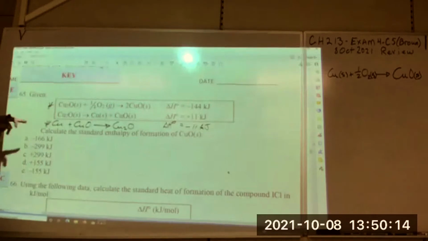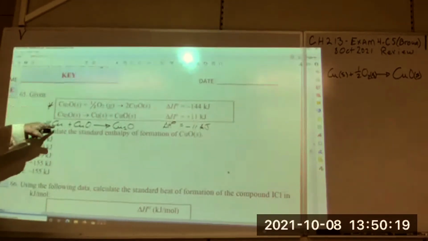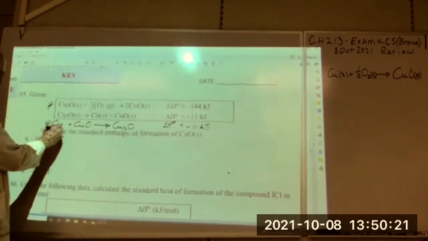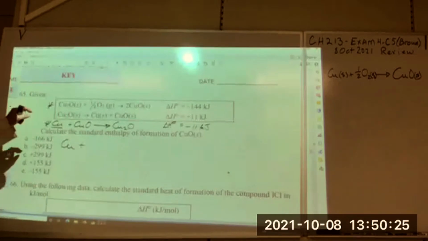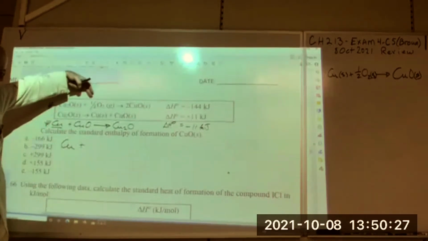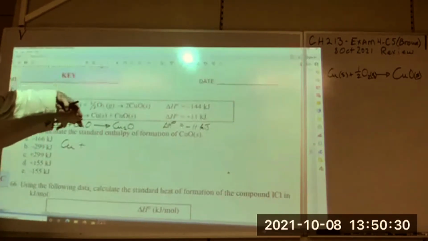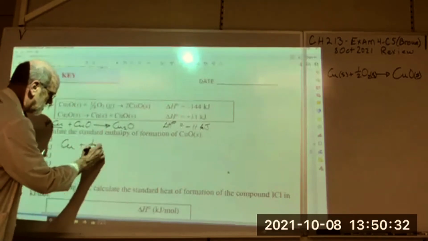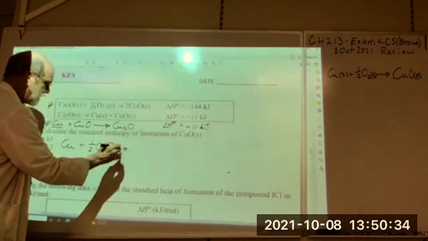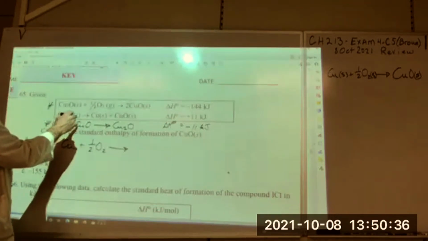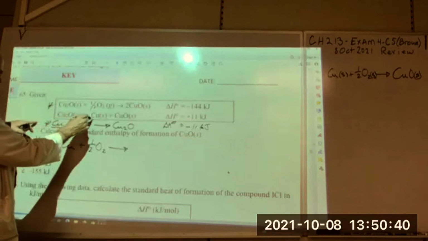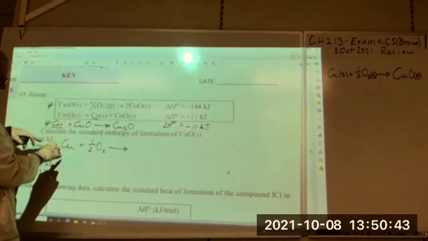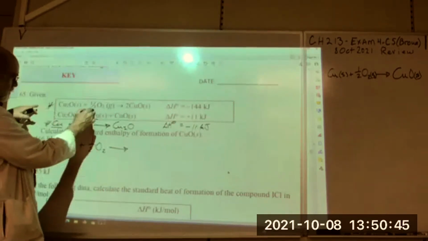Now let's see if we add this one together with that one. Will it give us the equation we want? There's one copper. Right. Copper. How about oxygens? We've got half an oxygen here and no oxygens here. Okay, so that's good. We used this one from here, and we used this one from here.